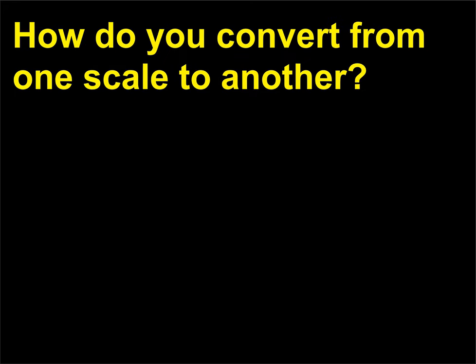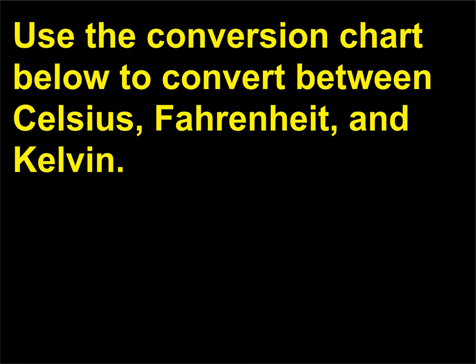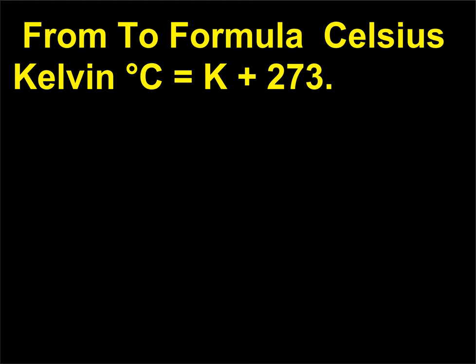How do you convert from one scale to another? Use the conversion chart below to convert between Celsius, Fahrenheit, and Kelvin. From Celsius to Kelvin, the formula is degrees C equals K plus 273.